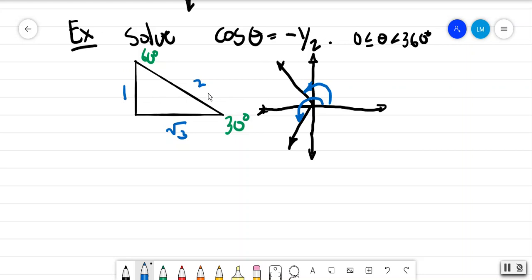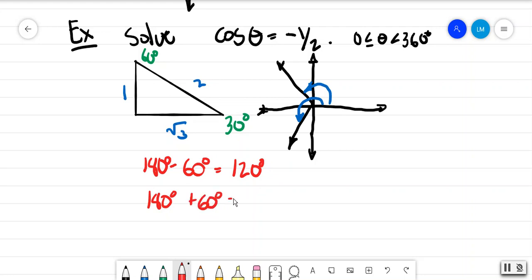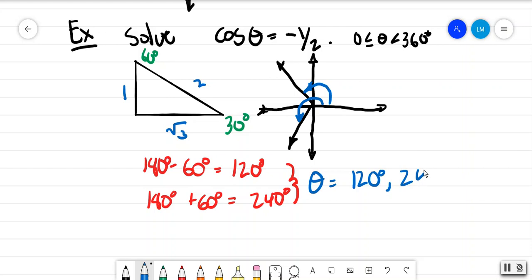Now, that means that theta has to be relative to 1 and 2, so that's going to be the adjacent and the hypotenuse, and see how that's 60 degrees. So that means that you take 180 minus 60, and you get 120 degrees. The other one is that you take 180 and you add 60, and you get 240 degrees, which means that the theta value is equal to 120 degrees, comma, 240 degrees, and then that's it.